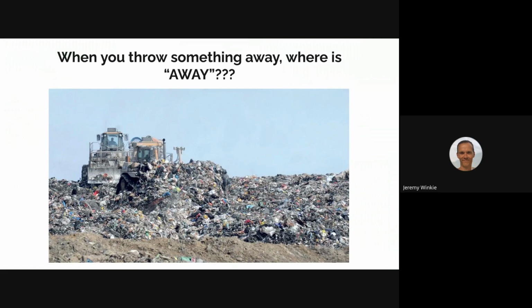And then just something to think about when you say you throw something away, try to consider where away is. It doesn't just disappear forever.